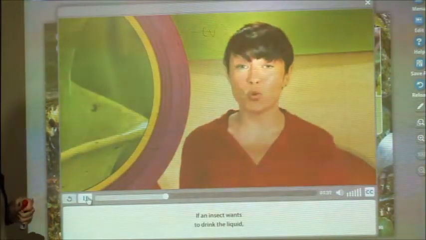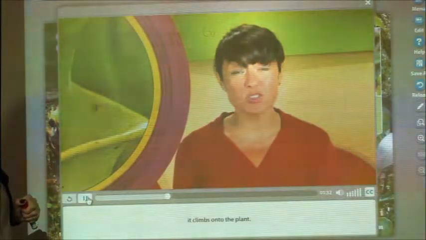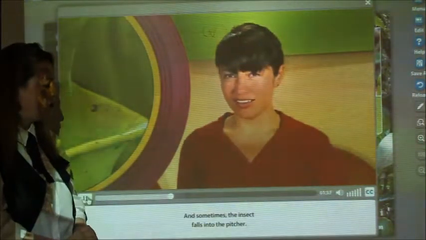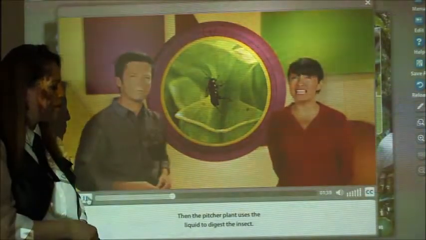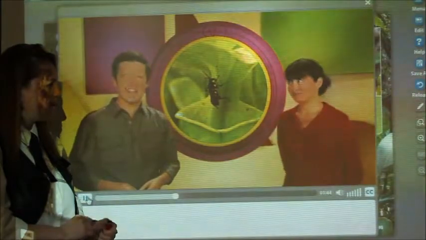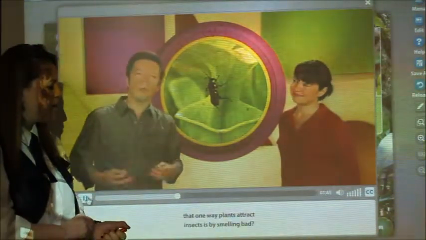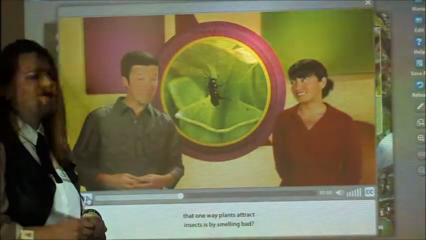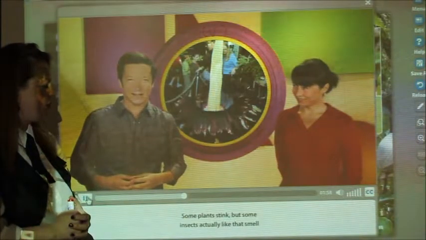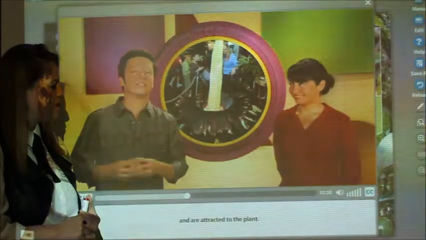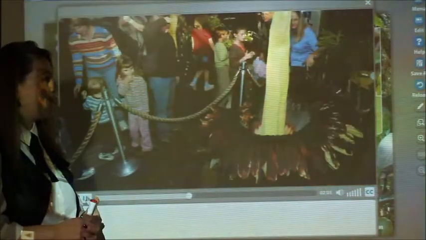If an insect wants to drink the liquid, it climbs onto the plant, and sometimes the insect falls into the pitcher. Then the pitcher plant uses the liquid to digest the insect. Ouch! This may sound strange, but did you know that one way plants attract insects is by smelling bad? This is strange. Some plants stink, but some insects actually like that smell and are attracted to the plant. Weird.